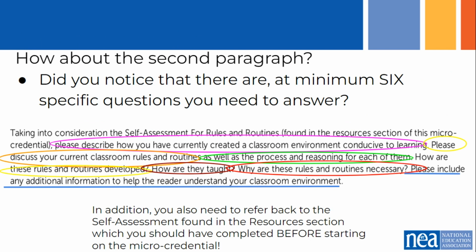How about the second paragraph? Did you notice that there are, at minimum, 6 specific questions you need to answer? Again, they're highlighted in color. In addition, you also need to refer back to the self-assessment found in the resources section which you should have completed before starting on the microcredential.